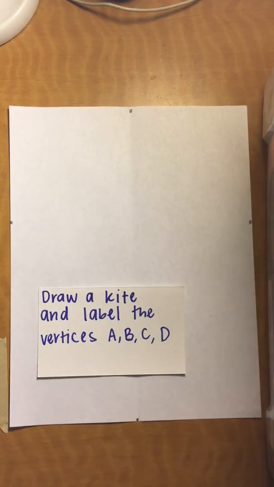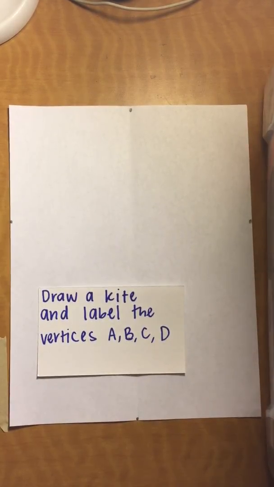In this video, we're going to be drawing a kite and labeling the vertices A, B, C, and D. Before we do that, let's remind ourselves what a kite is.